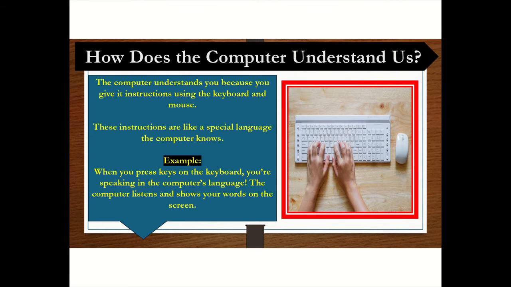How does the computer understand us? The computer understands you because you give it instructions using the keyboard and mouse. These instructions are like a special language the computer knows. Example: when you press keys on the keyboard, you're speaking in the computer's language. The computer listens and shows your words on the screen.